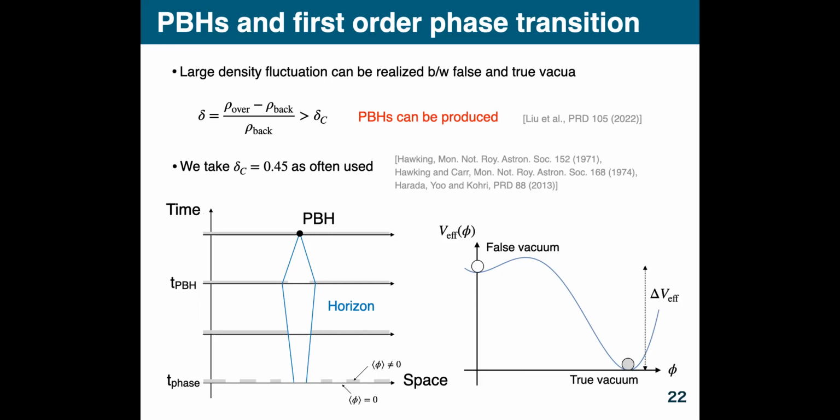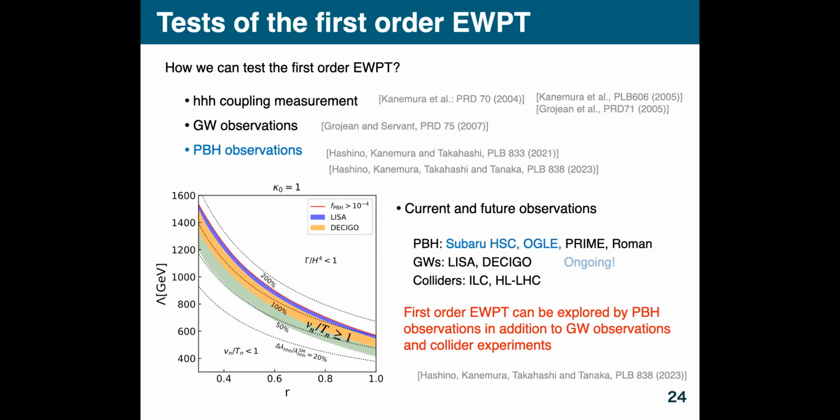So it means that by using primordial black hole observations, we can discuss constraints on the properties of new particles, a new additional scalar. That is very important.